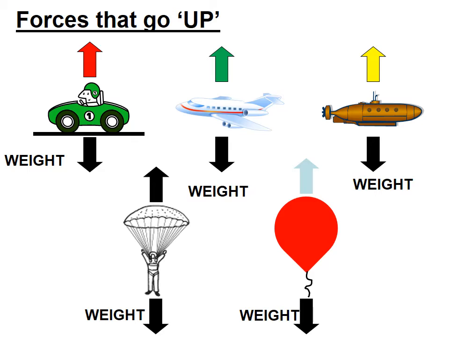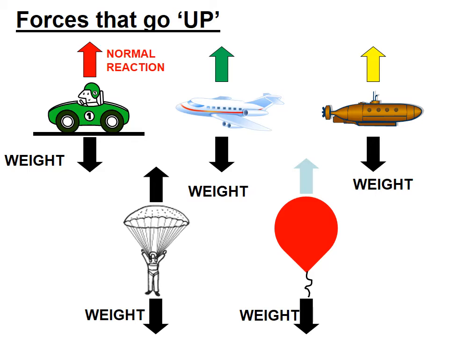Now, there are lots of forces that go up, and it's very, very easy to get confused between them. So here we have 5 objects. They've all got the same weight pulling them down, or the same force pulling them down, weight. However, they all have different forces acting on them upwards. So in the first example, the car, the upward force is called normal reaction, because weight pulls us down, but we don't go down towards the center of the earth, because the surface of the earth pushes us back up with a force equal to weight called normal reaction.